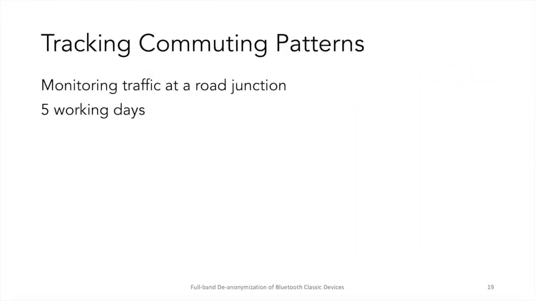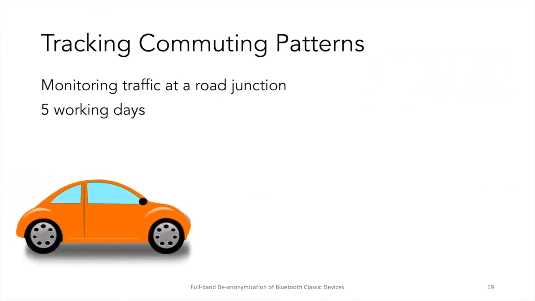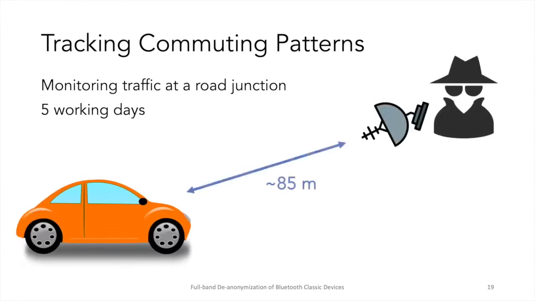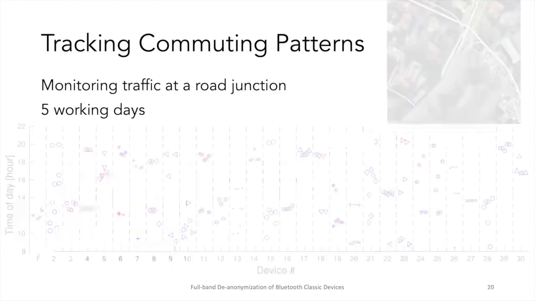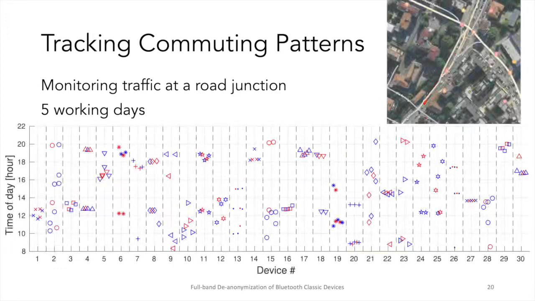After running these experiments in a controlled environment, we deployed our system on the field, monitoring the traffic at the road junction for 5 working days in order to track commuting patterns. We used a directional antenna to detect cars up to 85 meters from our receiver. These are the results obtained for 30 different users. For each user on the x-axis, we report the times that he was passing by that road junction for each one of the 5 days.